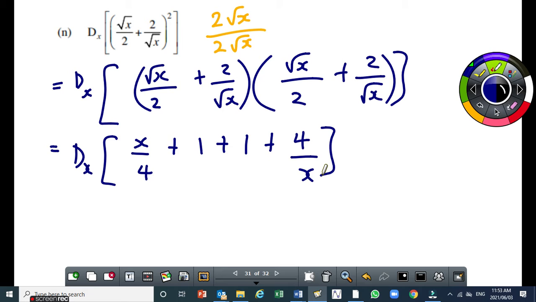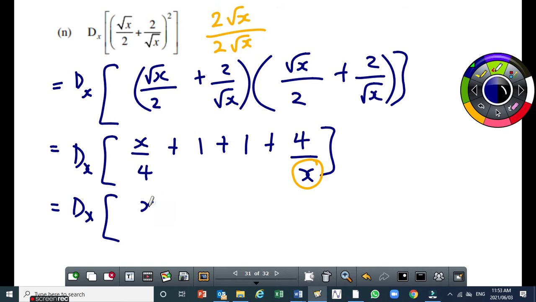Now the first term and the last term are not like terms. So what you have to do, you add 1 plus 1 is equal to 2, then this x here, its exponent is a 1. So we need to remove it from the denominator to the numerator, so it will become x to the power of -1. So you end up having, well, I can write this as x over 4 plus 2 plus 4x to the power of -1. Now I can find my derivative.